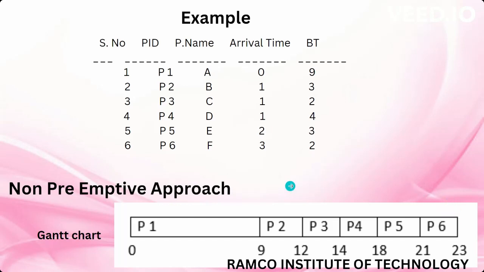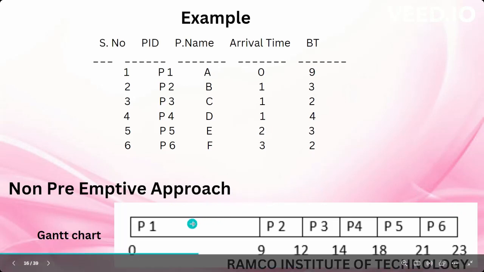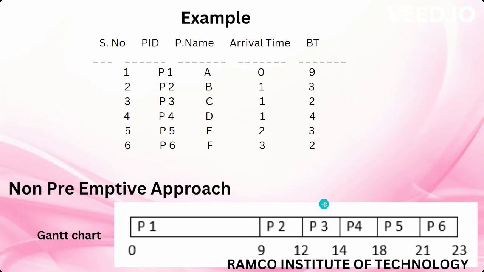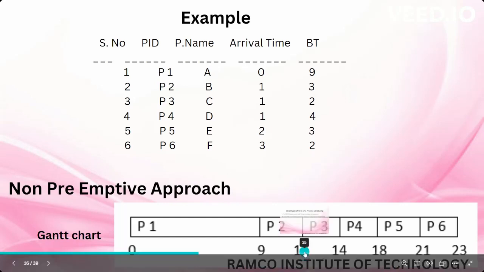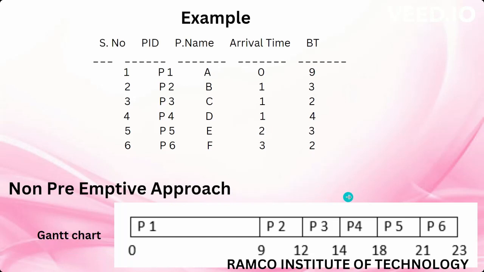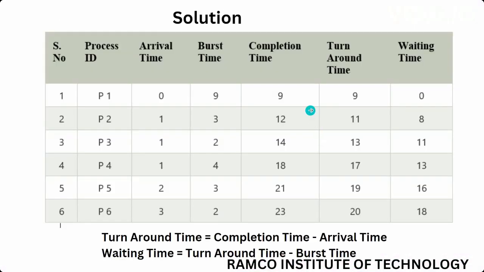From this Gantt chart, we can know the response time and completion time of each process. For P1, the response time is 0 and the completion time is 9. For P2, the response time is 9 and the completion time is 12. For P3, the response time is 12 and the completion time is 14. For P4, the response time is 14 and the completion time is 18. P5 has response time 18 and completion time 21. P6 has response time 21 and completion time 23. From this Gantt chart, we can write the completion time of each process.